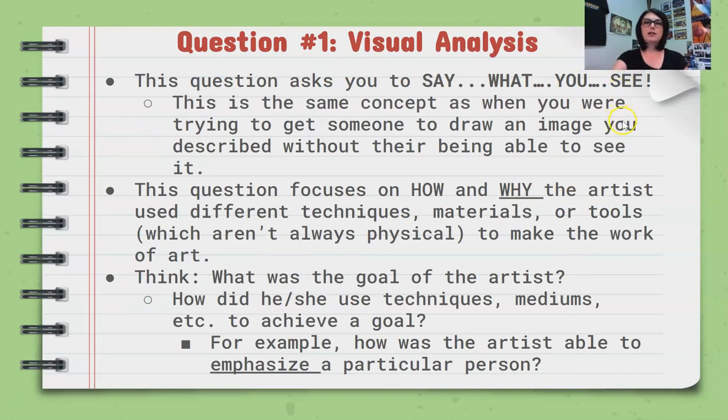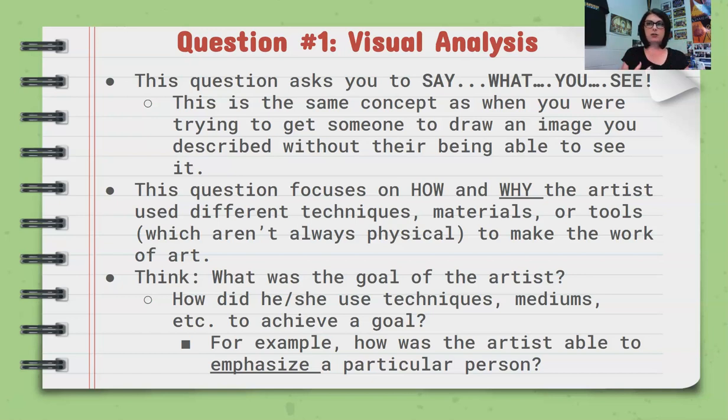All right, so one of the first questions that you're going to come across in the short answer questions is the visual analysis. And visual analysis is really asking you to say what you see. So for example, I talk to my students a lot, and we practice this skill a lot. This visual analysis starts with your ability to describe a work of art as if you were on the phone with someone in a museum, which you'd obviously never do because that's rude, and you're trying to describe this amazing work of art in front of you that your friends can't see. So you would be trying to paint that picture for them or make it come alive for them by your description.